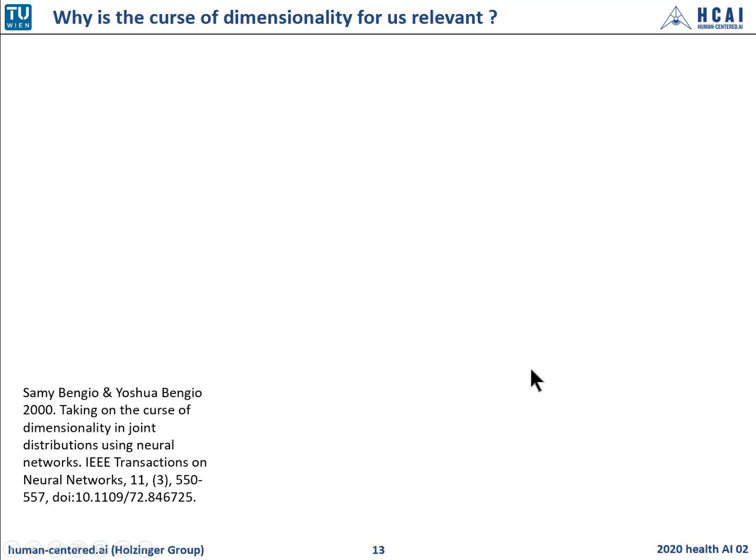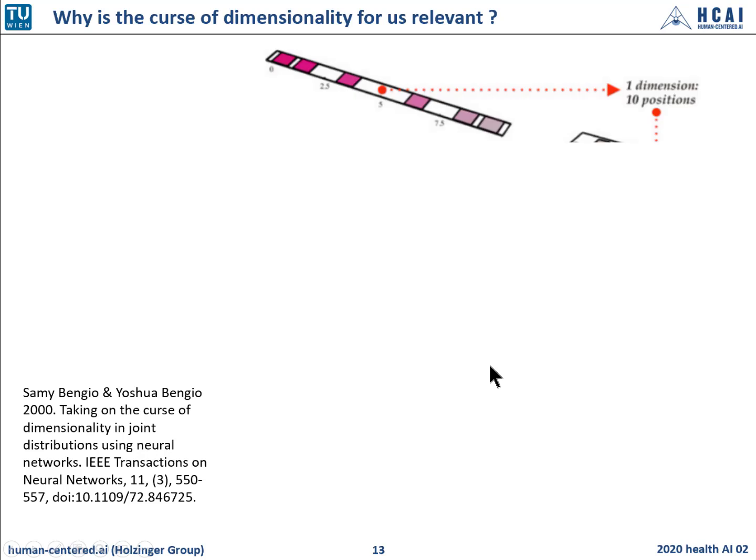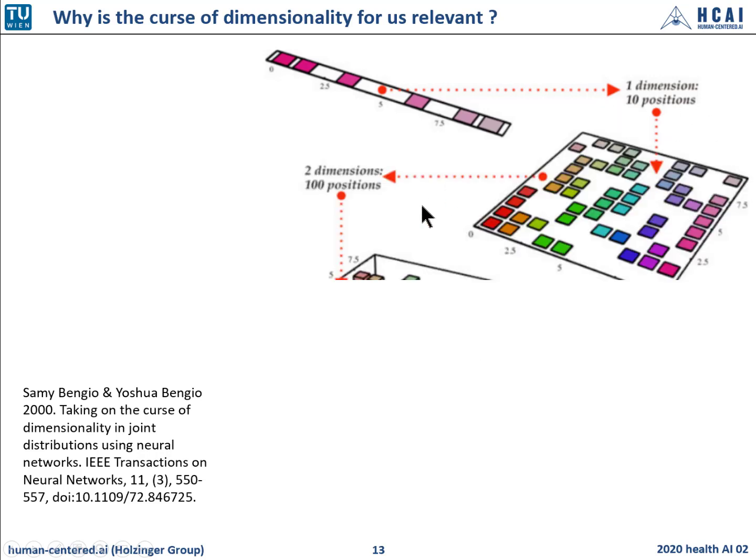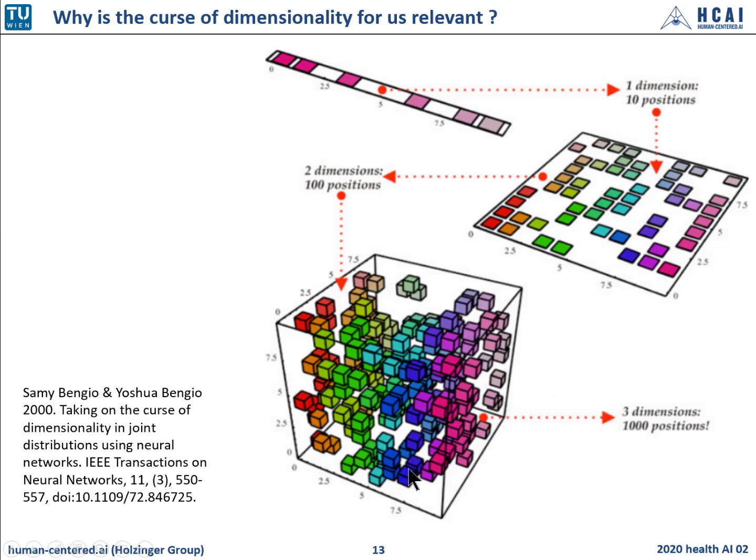So why is the curse of dimensionality relevant for us? So here you see the famous paper of the Bengio brothers. This is Samy Bengio and Yoshua Bengio. And this was described in 2000. And you see in 1 dimension, you have 10 positions. In 2 dimensions, you have already 100 positions. In 3 dimensions, you have 1,000 possible positions, and this goes on with dimensionality in the mathematical way.